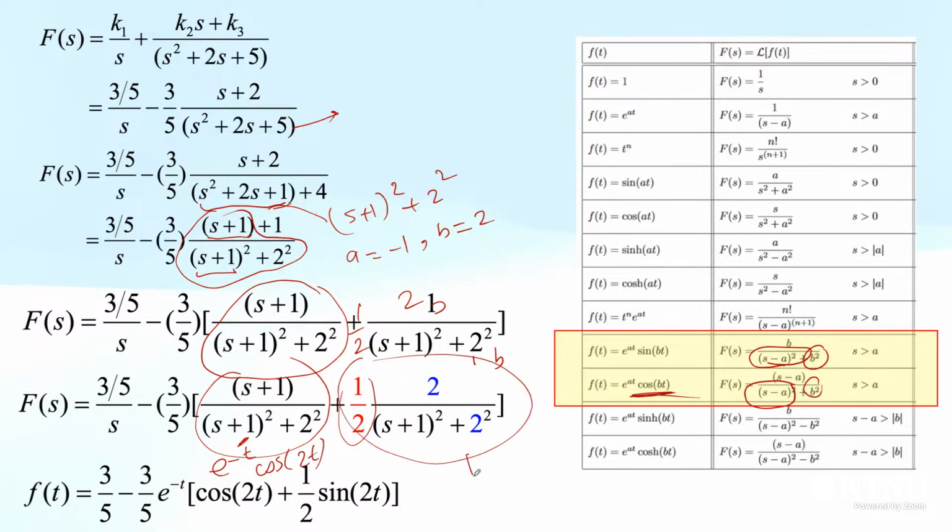And that part here will in fact be half multiplied by exponential minus t multiplied by sine 2t. Now we can solve it. Just arrange and you can get the final form. f of t will be 3 divided by 5, because this one is 3 divided by 5s. So in time domain, it will be 3 divided by 5 minus 3 divided by 5 multiplied by, taking exponential minus t as a common factor, exponential minus t multiplied by cosine 2t plus half multiplied by sine 2t.